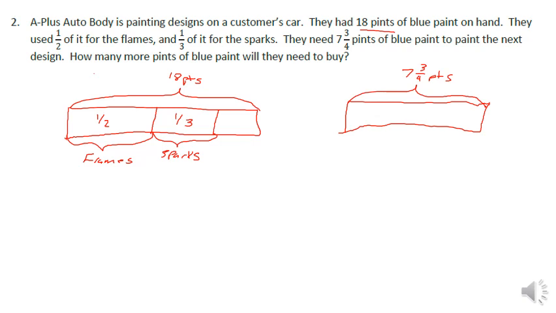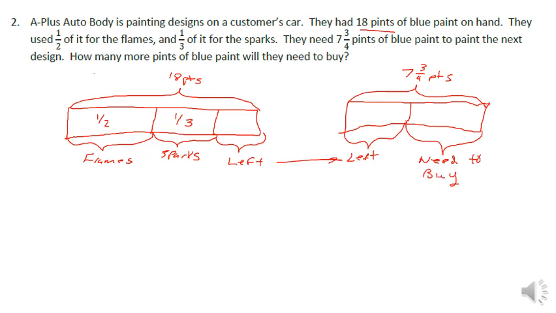And it says how many more paints do they need? So this here would represent what is left. So over here, I'm going to put what was left. And then this here would be what I need to buy. So there's our hidden question. Our hidden question is we have to find out how much is left right here before I can find out how much more we need to buy. Now, in order to find out what we have here, I need to find out how many pints are in these two, the half and the thirds.